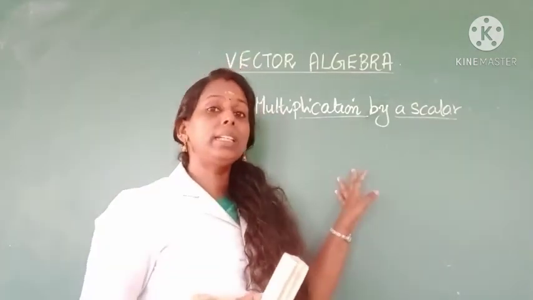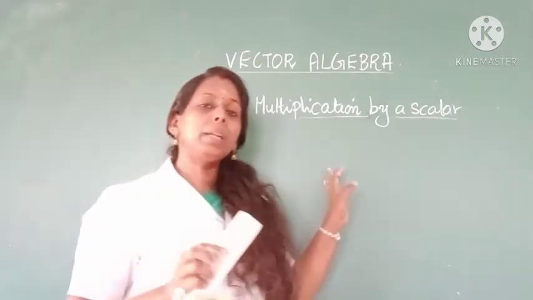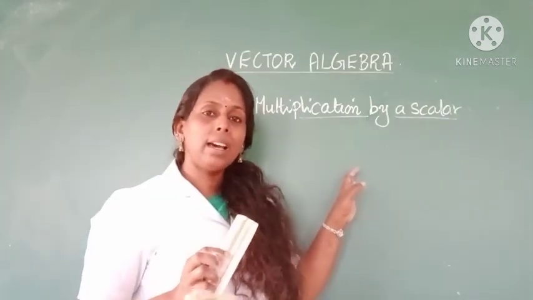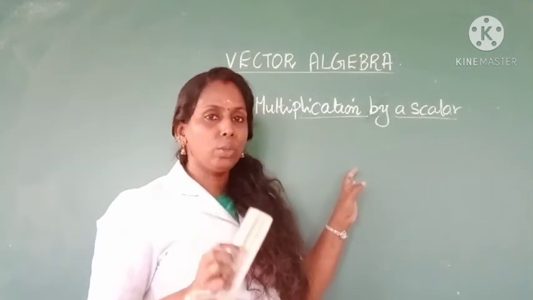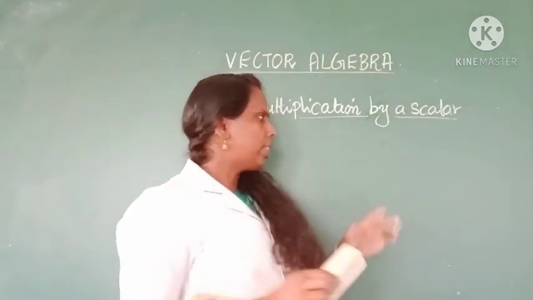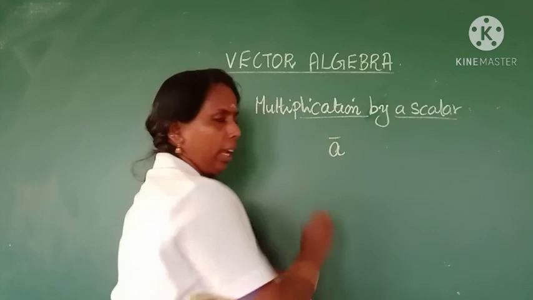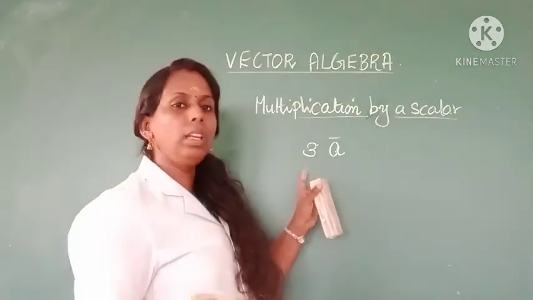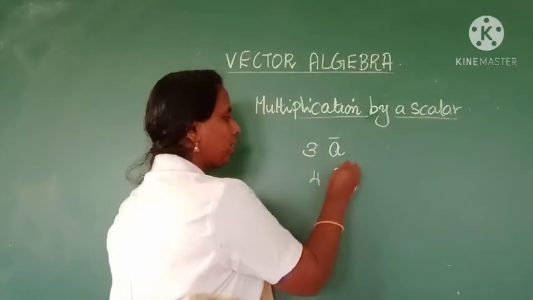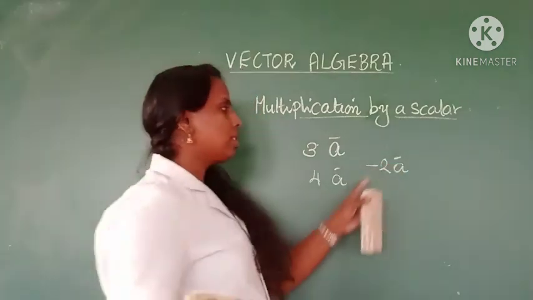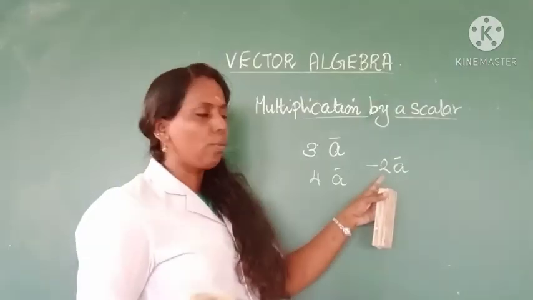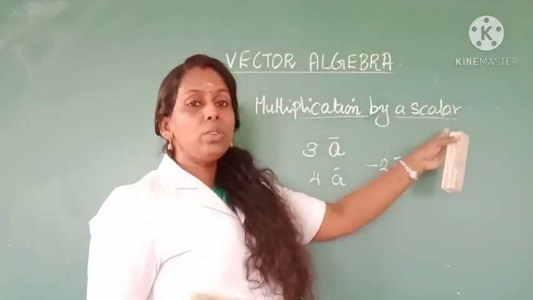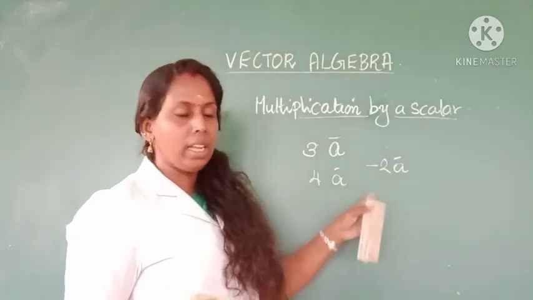Let's see how to multiply vectors. So here multiplication of vectors means multiplication by a scalar only. What do you mean by scalar? Scalar means a quantity having only magnitude. Suppose we have a vector A. We can multiply this vector with a scalar, for example, 3 times vector A, 4 times vector A, minus 2 times vector A. This is the meaning of scalar multiplication of a vector A. Multiplication by a scalar. So by using a scalar quantity we can multiply any given vector.